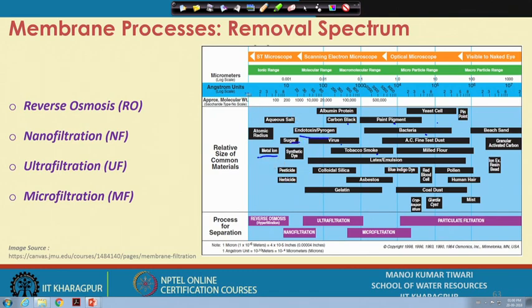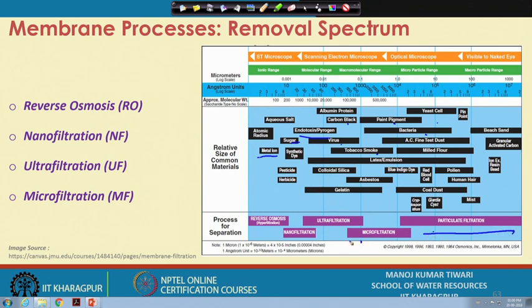So, this is their size range. These are in the angstrom unit. So, these are the different size ranges. Up to the size range of say 1 micron or 1 micrometer, typically particulate filtration is able to remove.